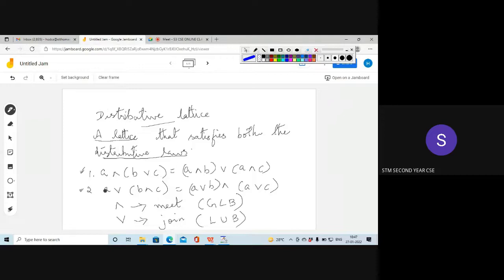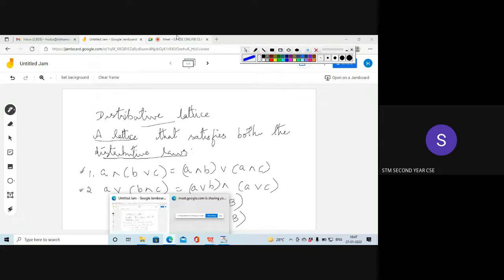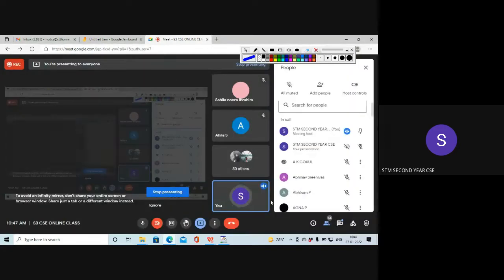Now let us look at an example of how to find whether a given lattice is distributive or not. Is it clear? Did you understand what I said now? What is a distributive lattice?